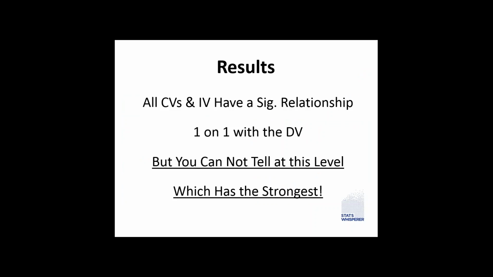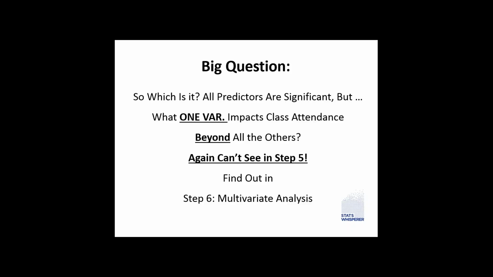The results tell us all of them have a significant relationship with class attendance. But notice, you can only see that the relationships are significant. You can't see which is the strongest predictor of class attendance, which is what the administrators want to know. You can't see it at this level, because they're only bivariate one-on-one tests. For that, you have to go to the multivariate tests. So there we go. You can't see it in step 5. Find out in step 6, multivariate analysis.